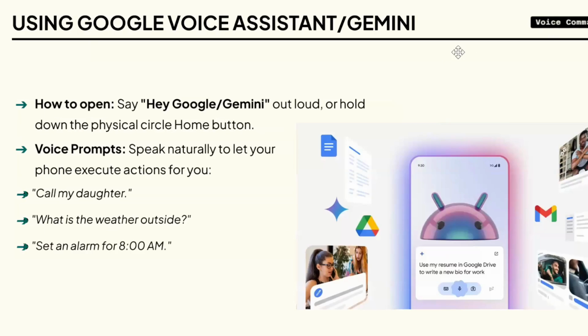Using Google Voice Assistant and/or Gemini. How do you open it? Say, "Hey Google," or "Hey Gemini" out loud, or hold down the physical circle home button. Voice prompts. Speak naturally to let your phone execute actions for you. Some examples are call my daughter, what is the weather outside, or set an alarm for 8 a.m.